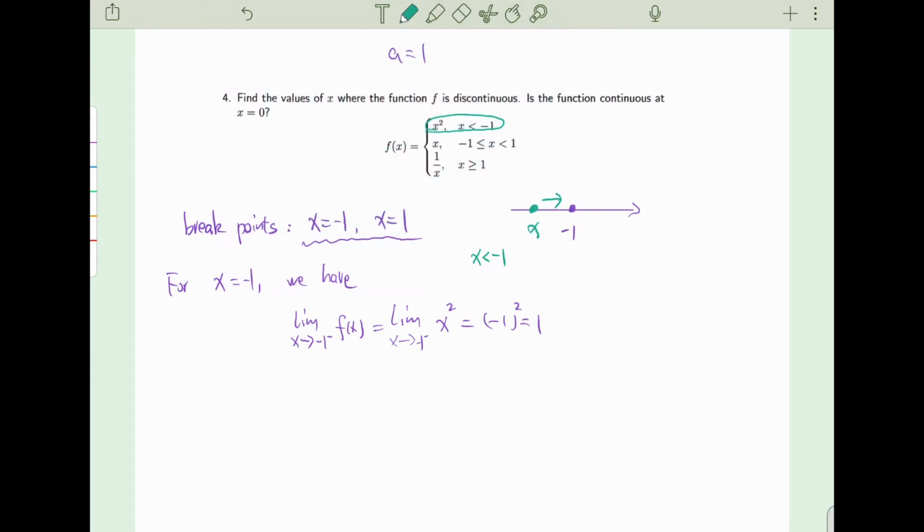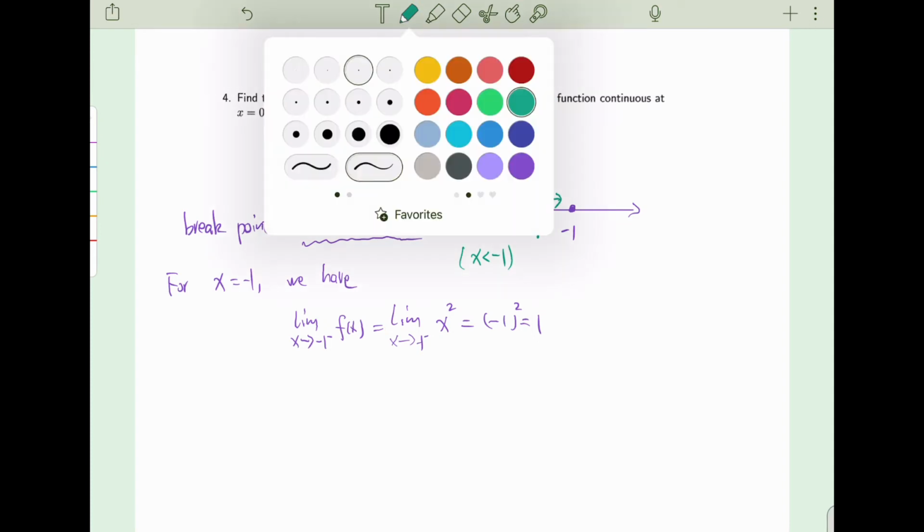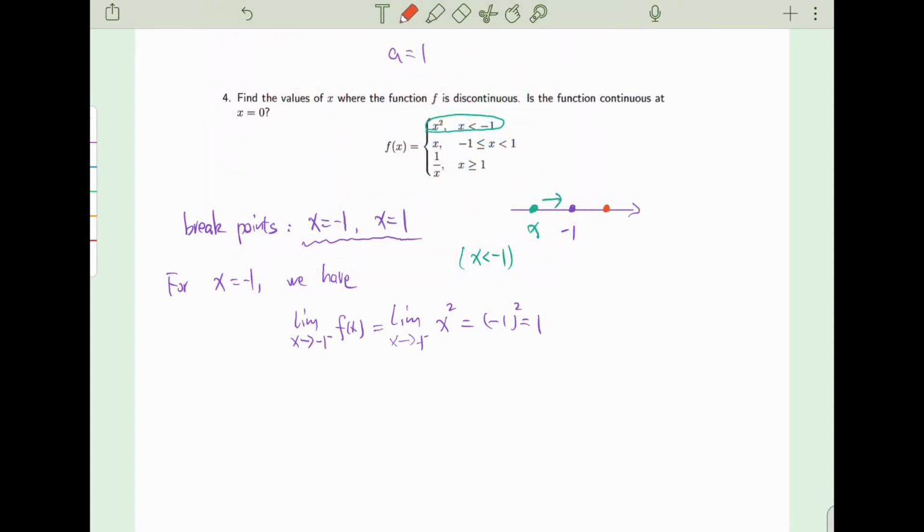Now check the right limit. You choose a point from the right. This x, orange x, approaches this point. So the orange x is greater than -1. When it's greater than -1, you're gonna choose this expression, right? See that? X is between -1 and 1, right? You're gonna choose this expression.